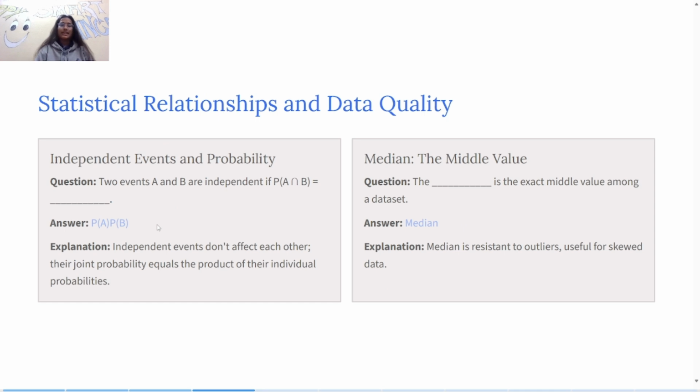Next question. The exact middle value among the data set is called what? So when we want the middle value, especially when data might have outliers, we don't take the average. We take the value right in the center when data is sorted. So that value is called the median value, the center value.